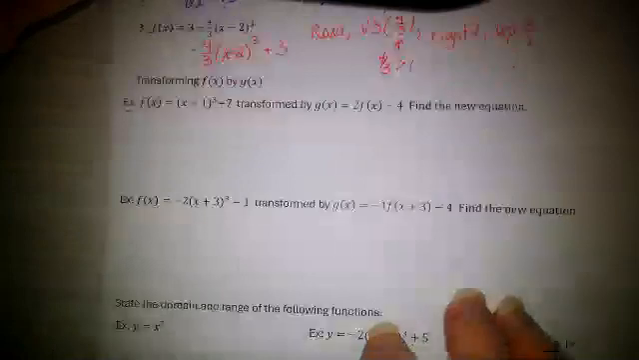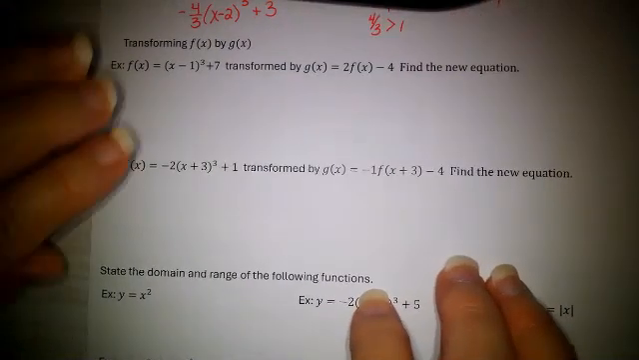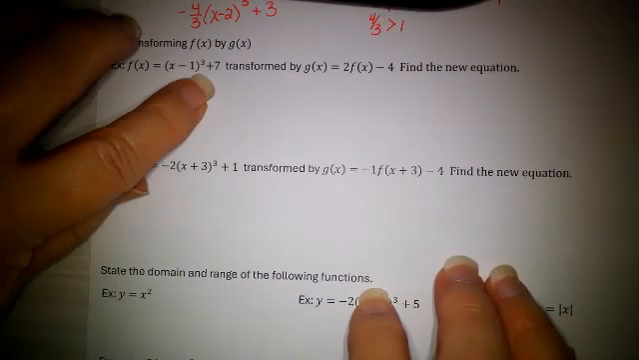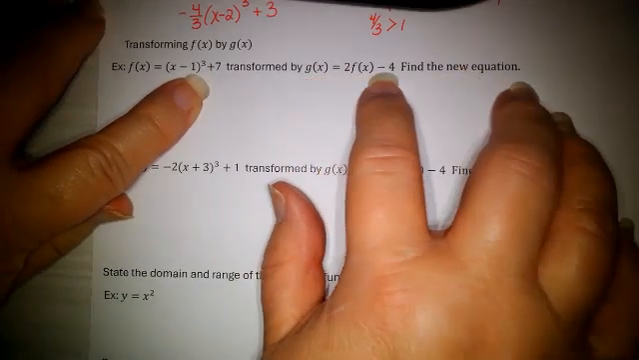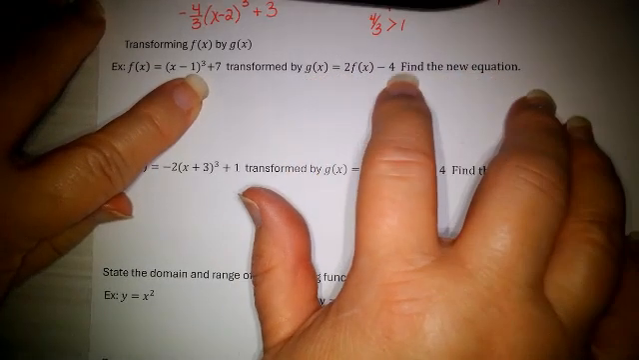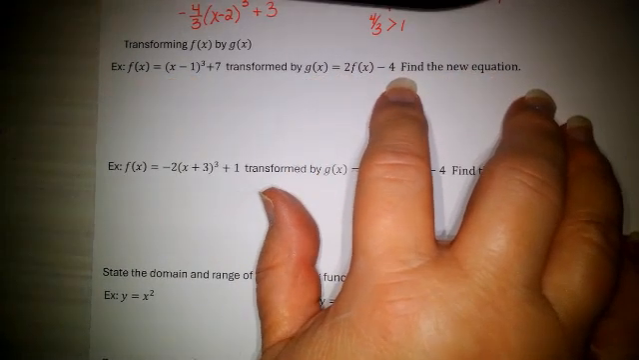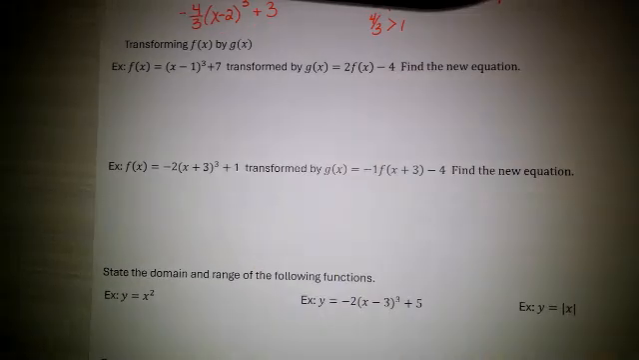Now the next few are kind of interesting. We have an f of x function. A little bit of transformations have already happened. And then we have a g of x that's giving us some additional transformations. And they want us to write the equation.